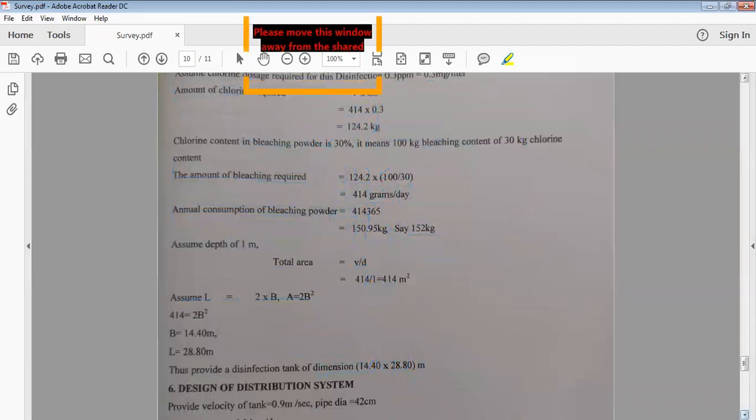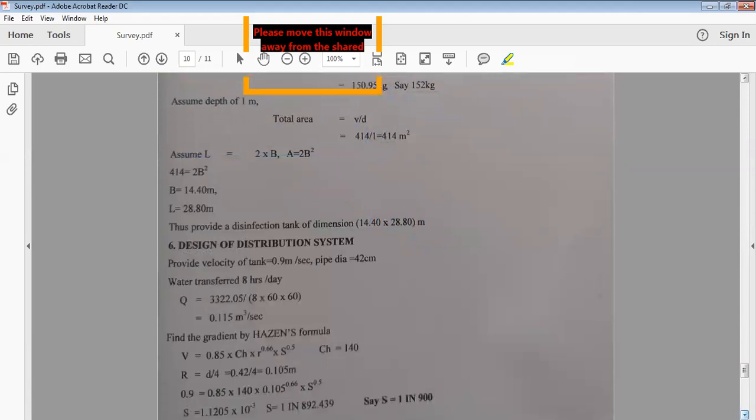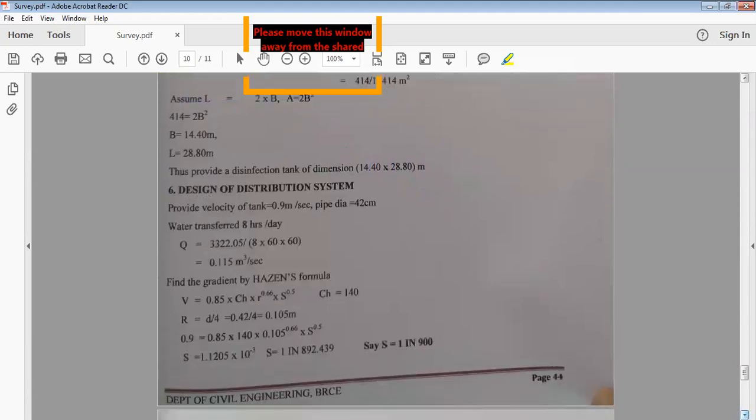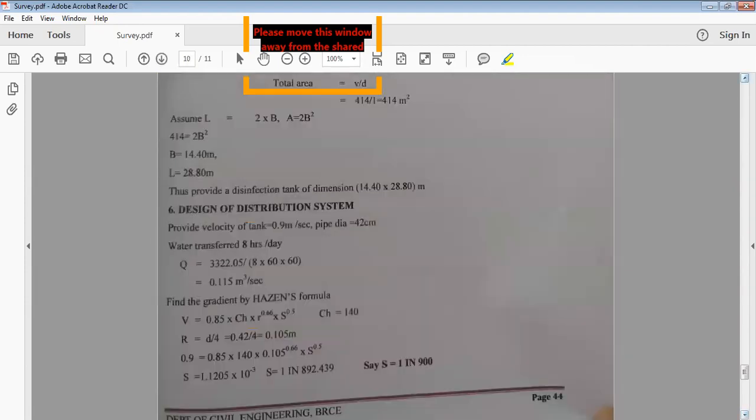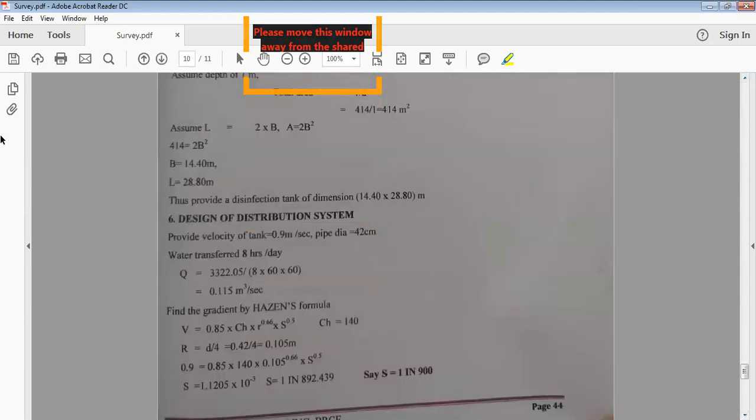So next is one more concept, the distribution system design. This is the last part. All of this they actually do using software, like EPANET, WaterCAD, WaterGEMS, and many other software. So here we will see now how they do it.